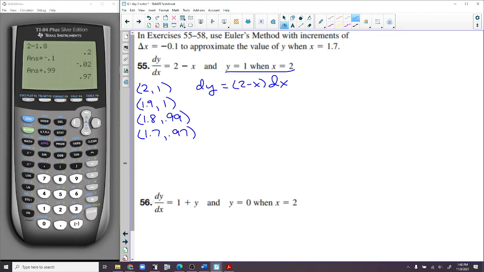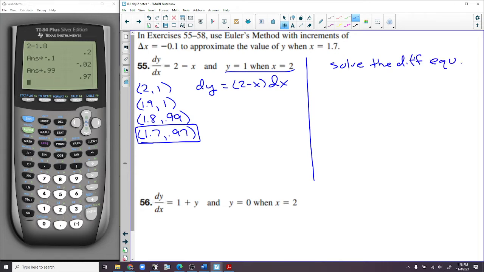So here's our answer. f of 1.7 is approximately 0.97, which is not exact. It is an approximation. Now in the homework, we're done. It's 0.97. However, what if I said solve the differential equation? What if that was the instructions for this problem with this initial value? Do you know what that means? You have any clue what it means when it says solve the differential equation?